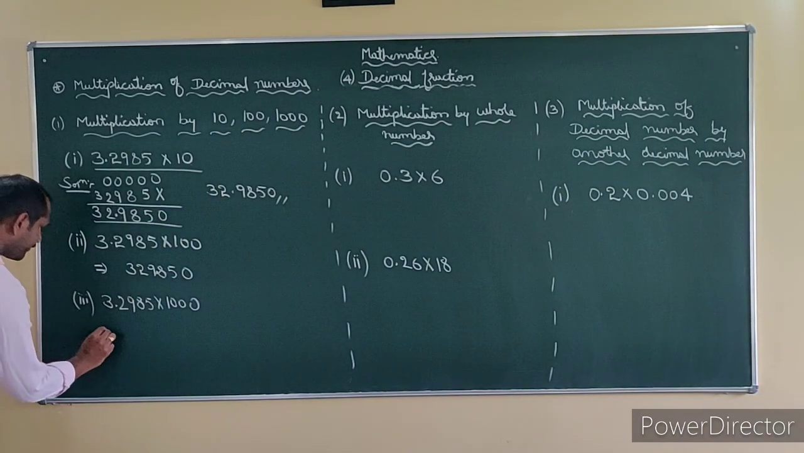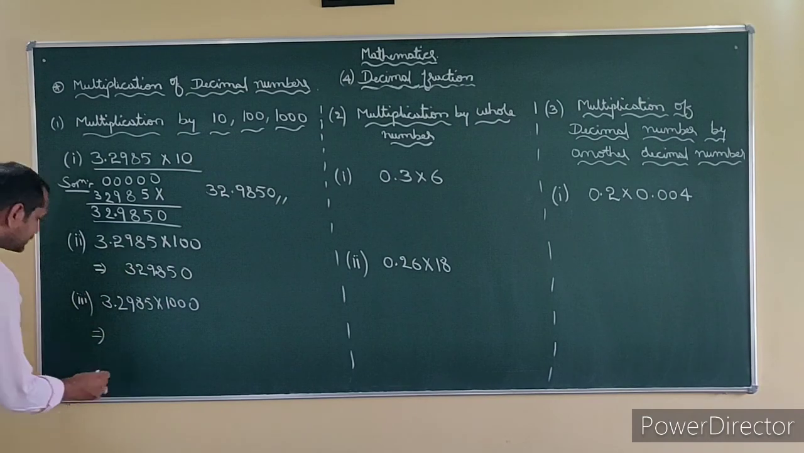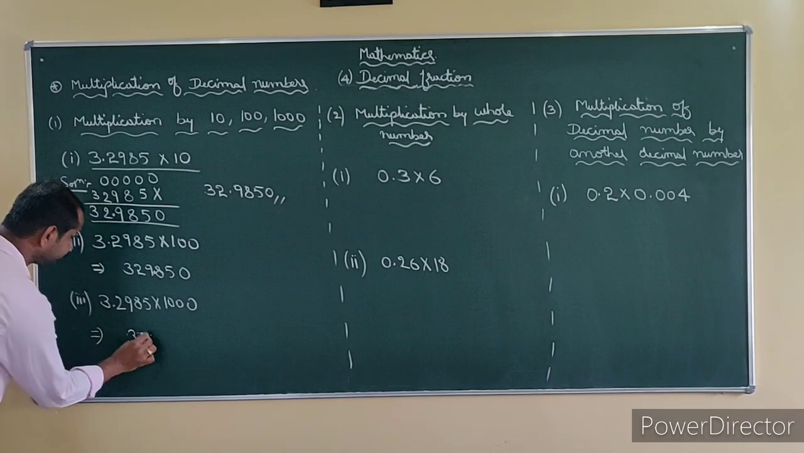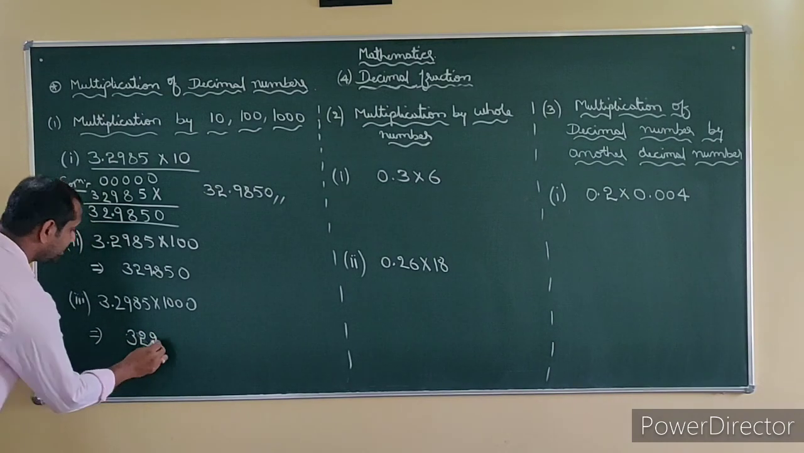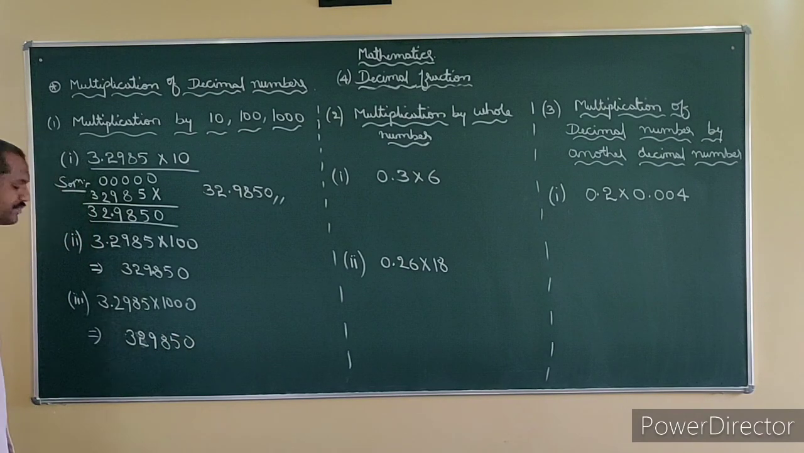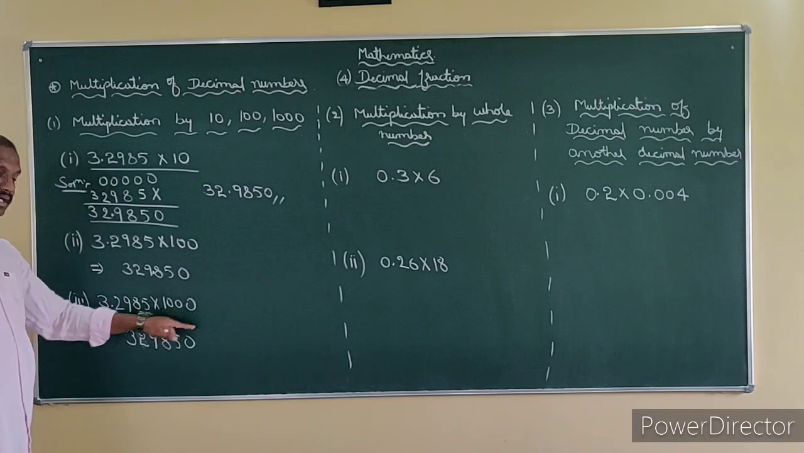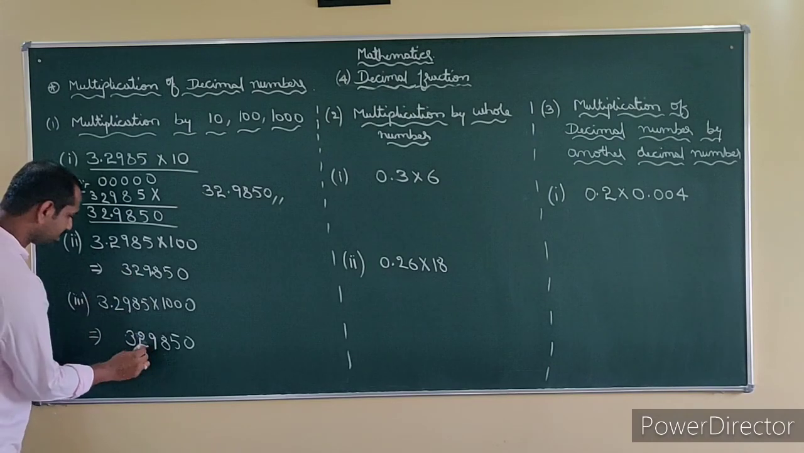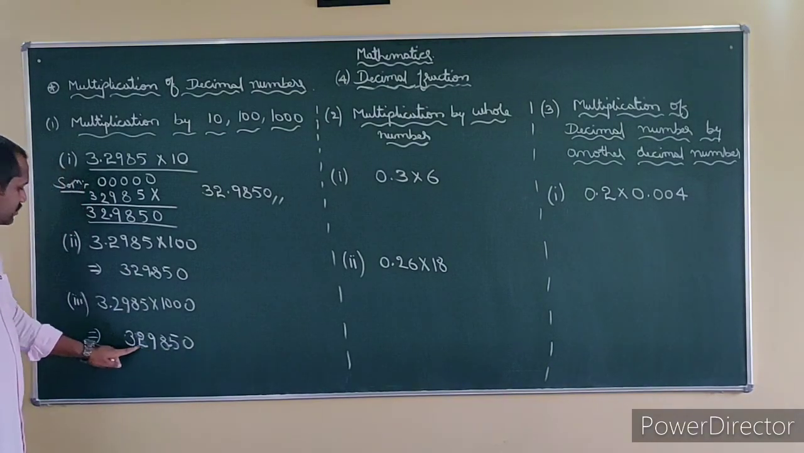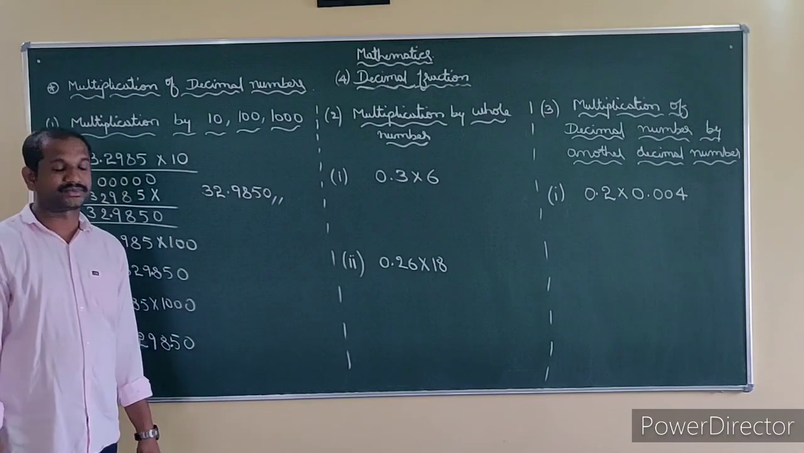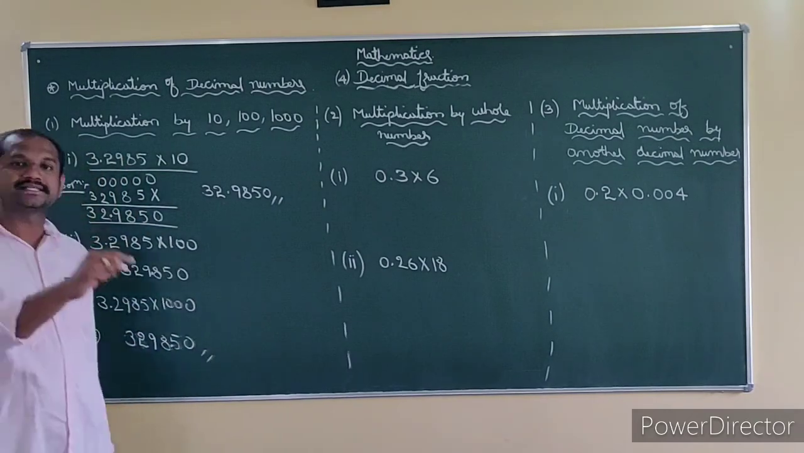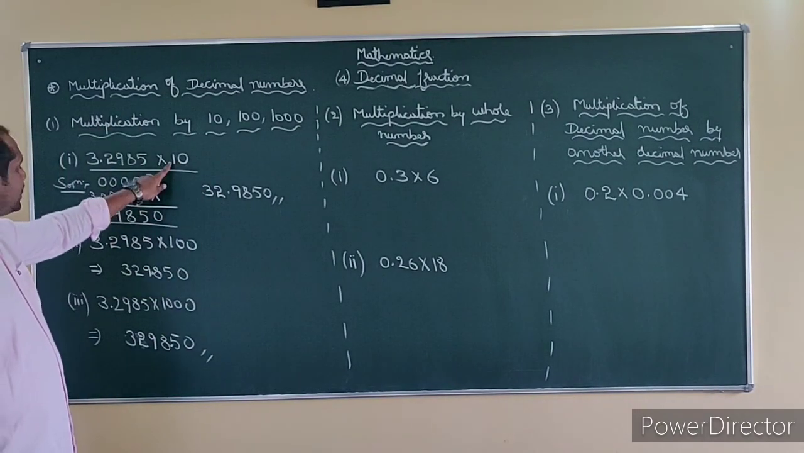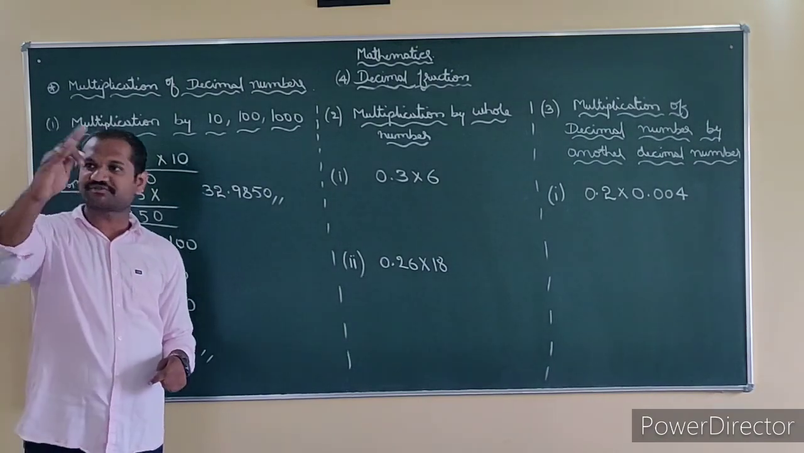In the same way, when you multiply by 1000, the point shifts 3 digits: 1, 2, 3. Therefore it is 3298.50. If you multiply and check, you will get the same answer. Understand? So we can do it this way with decimal fractions when multiplying by 10, 100, and 1000. It's just shifting the point.